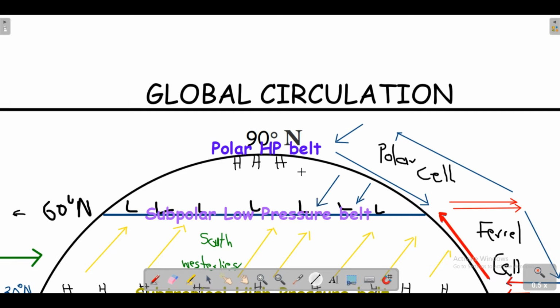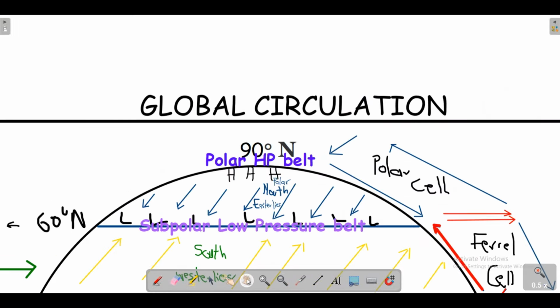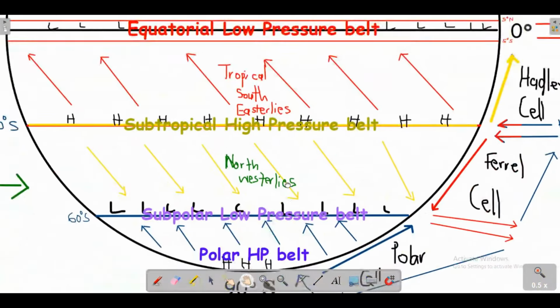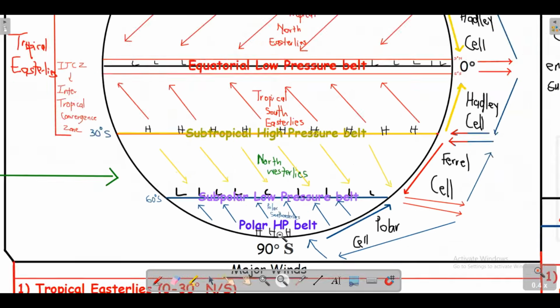So what do we then call these? They are coming from what direction? They are coming from the northeast, okay? So these are polar easterlies, or polar northeasterlies. So these are northeasterlies. Zoom in, okay? Polar northeasterlies. And then in the southern hemisphere, we have polar southeasterlies. Polar southeasterlies in the southern hemisphere, okay?